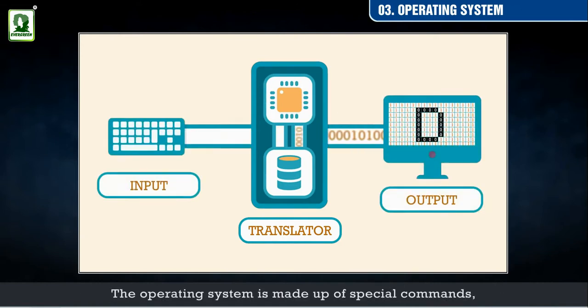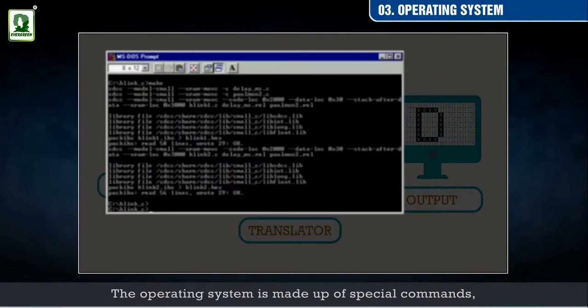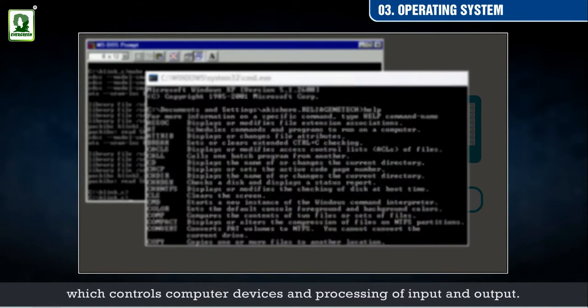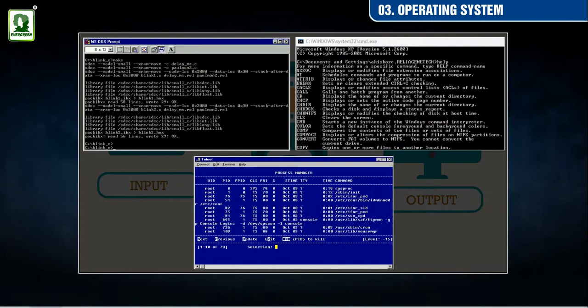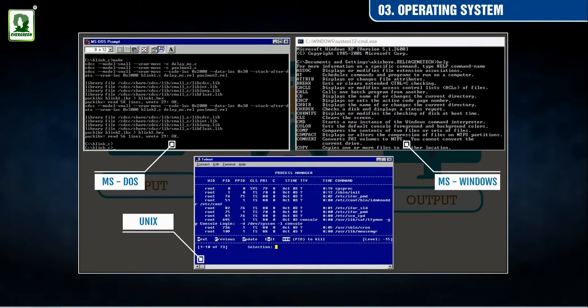The operating system is made up of special commands which controls computer devices and processing of input and output. For example, MS-DOS, MS Windows, Unix, etc.